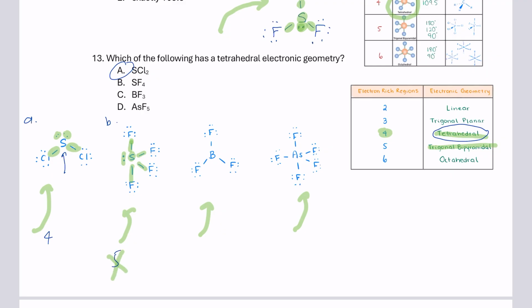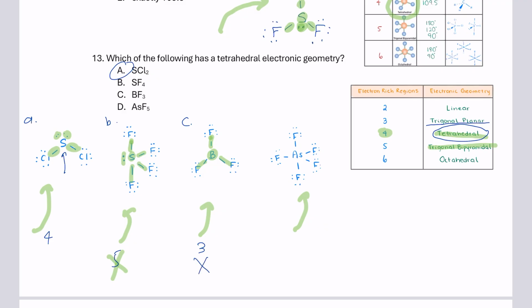Then we have C. In structure C, boron is the central atom, and it is surrounded by 1, 2, 3 electron-rich regions. That means its electronic geometry is going to be trigonal planar. This is also not what we're looking for.